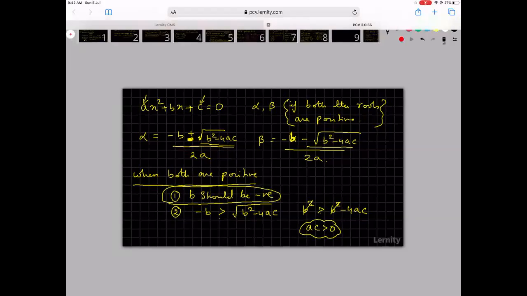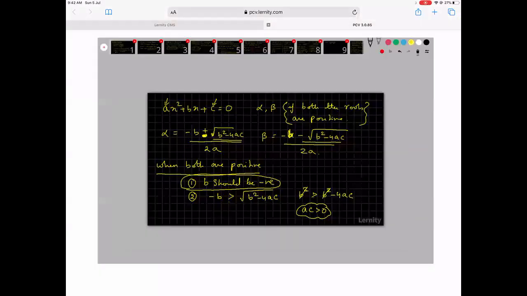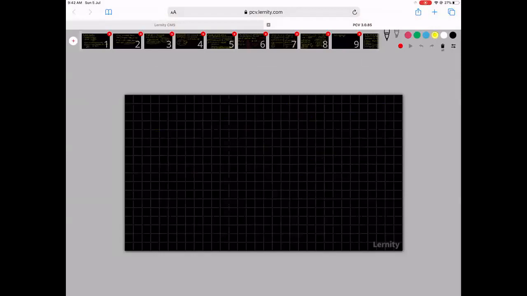I'll explain this once again. See, I am asking you a question. What is the condition for a quadratic equation to have both roots positive?